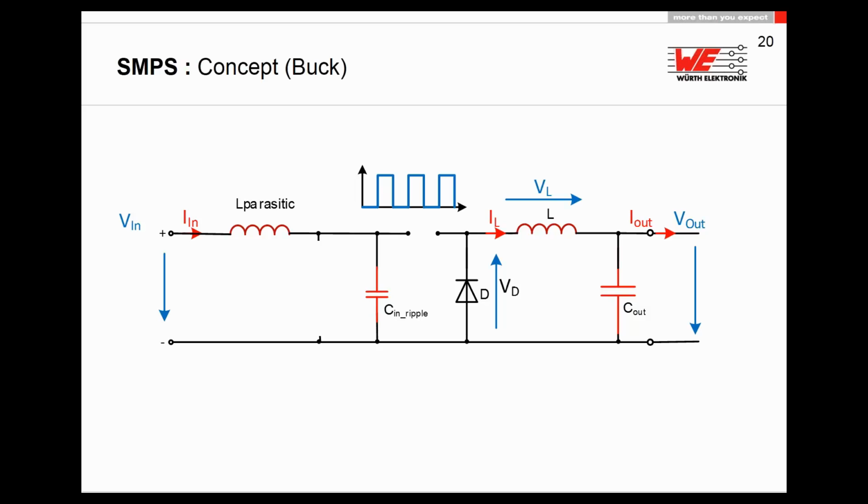You have some wires, you have some PCB tracks, and if you have a load change on the output, maybe it will not react fast enough because the current doesn't flow fast enough, so you will need a bulk capacity on the input. This is actually the input capacity. And then you can charge and discharge the energy from here and compensate this kind of load change.